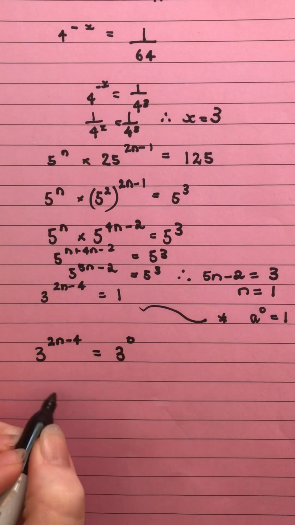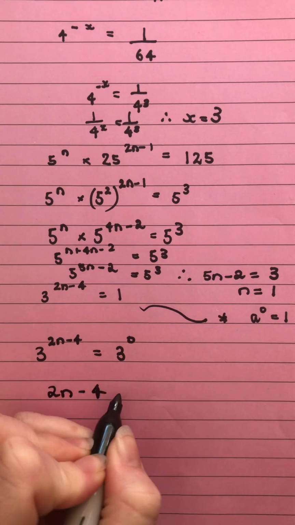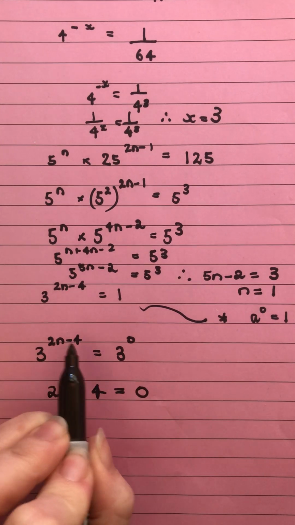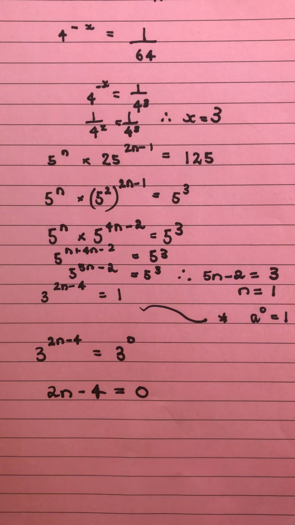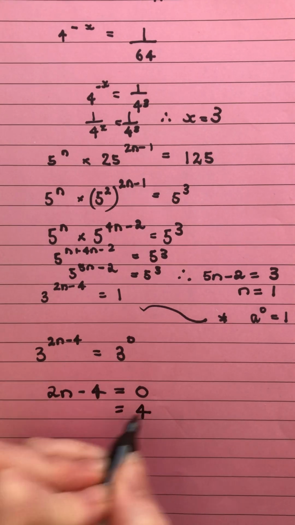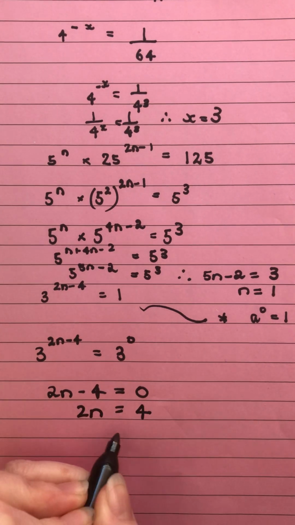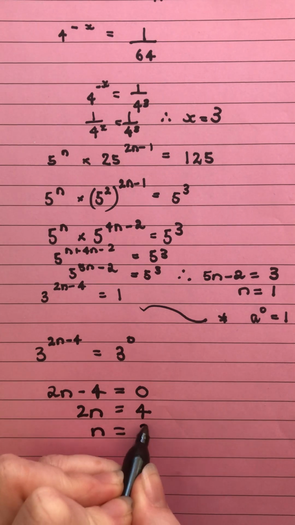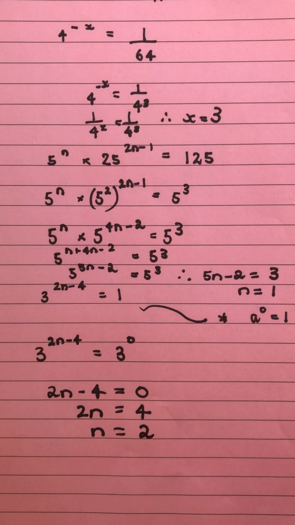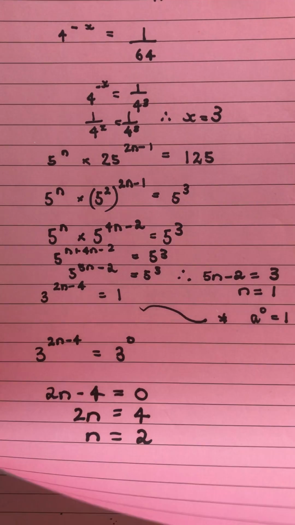Now I can do that relationship here that the 2n minus 4 must equal 0. And then I can solve for n. So I can add 4 to both sides. 2n equals 4. And then divide by 2 and get n is equal to 2. Hope that was helpful with your solving exponentials.